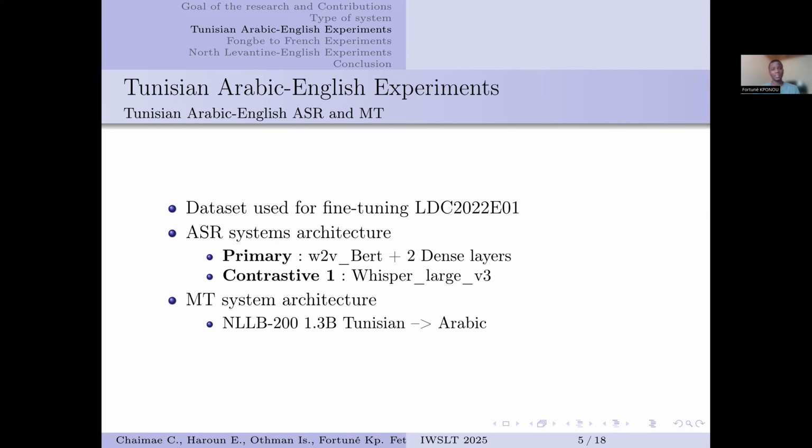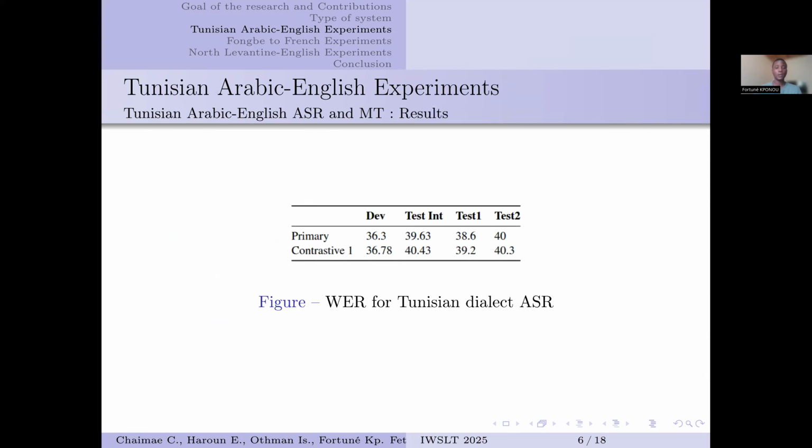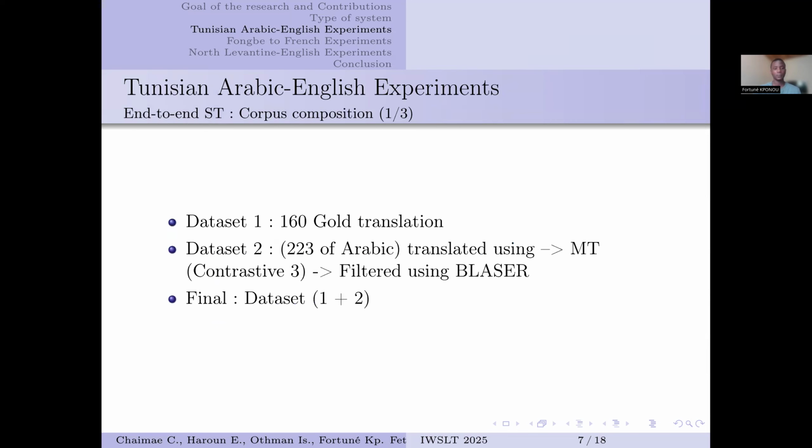For the Tunisian Arabic to English experiment, we created two ASR systems. The primary architecture is based on wav2vec BERT 2.0 plus two dense layers, while the contrastive one is based on the fine-tuning of Whisper V3 large. Our MT system is the fine-tuning of NLLB 1.3 billion from Tunisian Arabic. The word error rate of the primary system is 40, and 40.3 for the contrastive one.